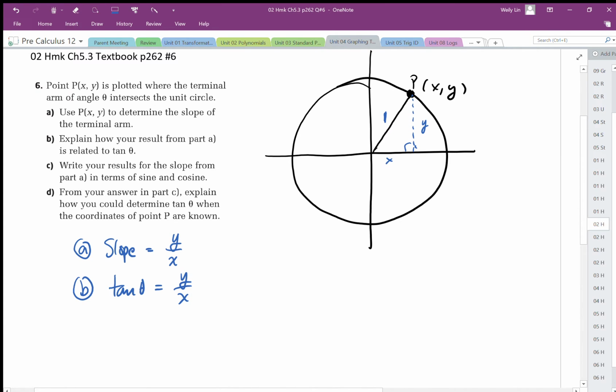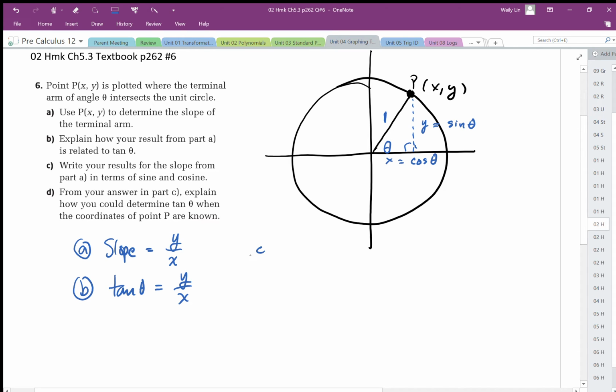So for part C, write the results for the slope in the form of part A in terms of sine and cosine. Well, since this is a unit circle, we know that the x actually is represented by the cosine value of the angle theta. The y positioning is given by the sine of the angle in the unit circle. So these sine and cosine in a unit circle actually represent the length.